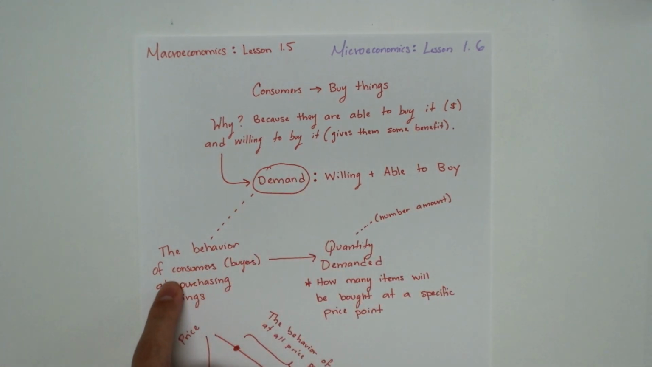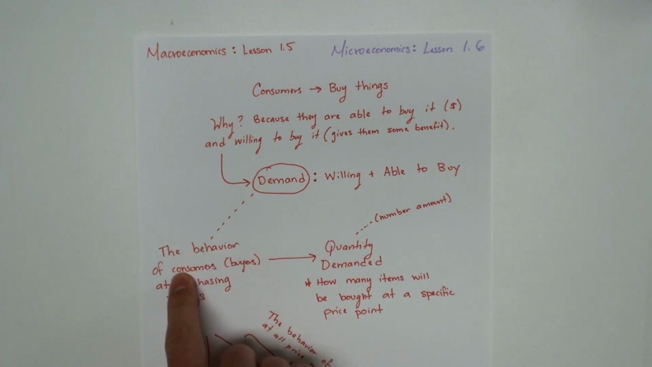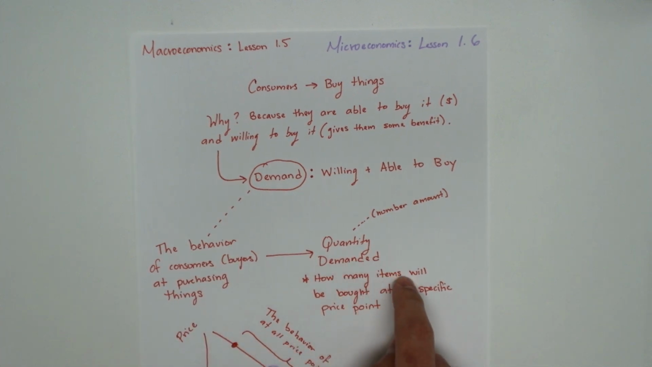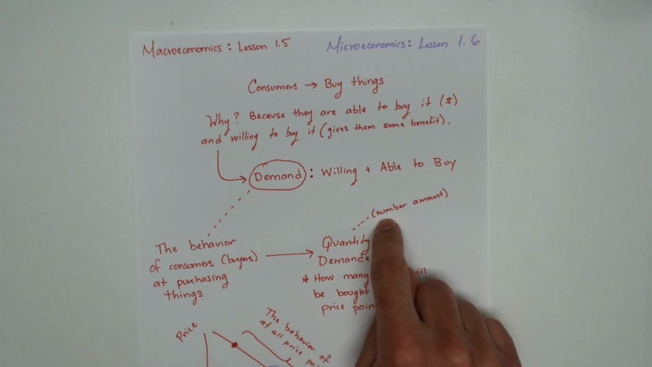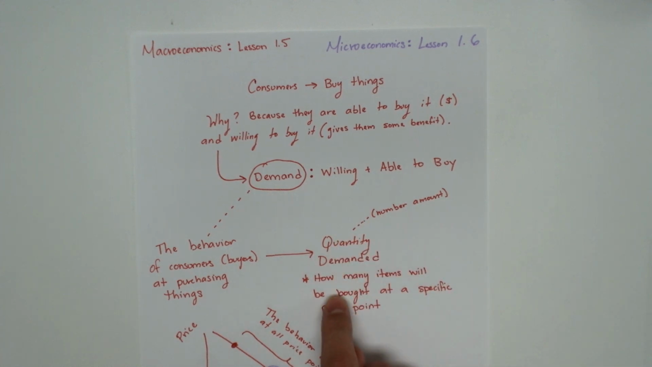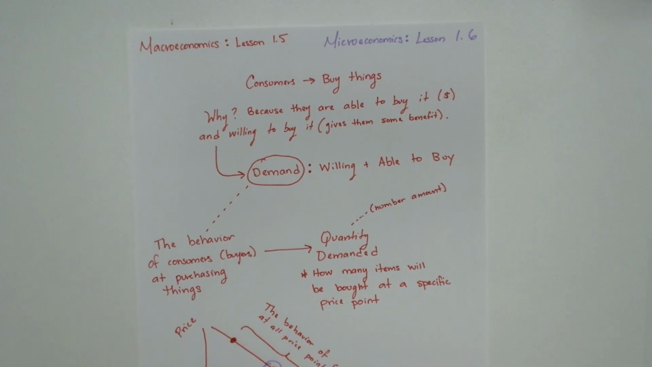Demand represents the behavior of consumers when they're buying things. Consumers are buyers, demand represents their behavior. The quantity demanded tells us how many items people are going to buy at a specific price point. So remember, quantity is the number or the amount of something. Quantity demanded tells us how many they're going to buy at that specific price.